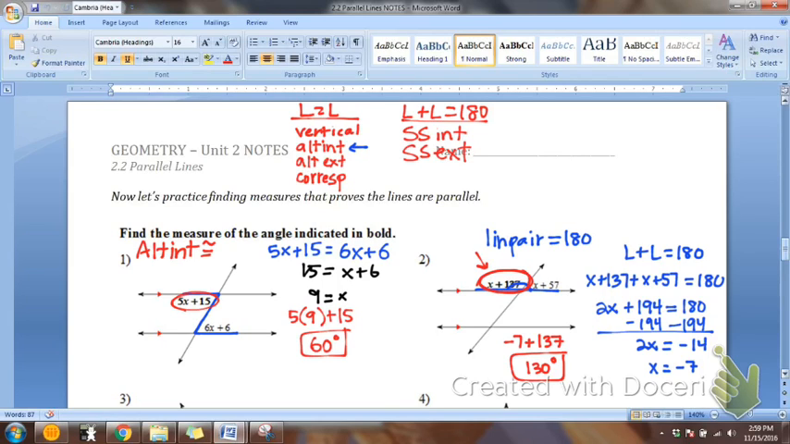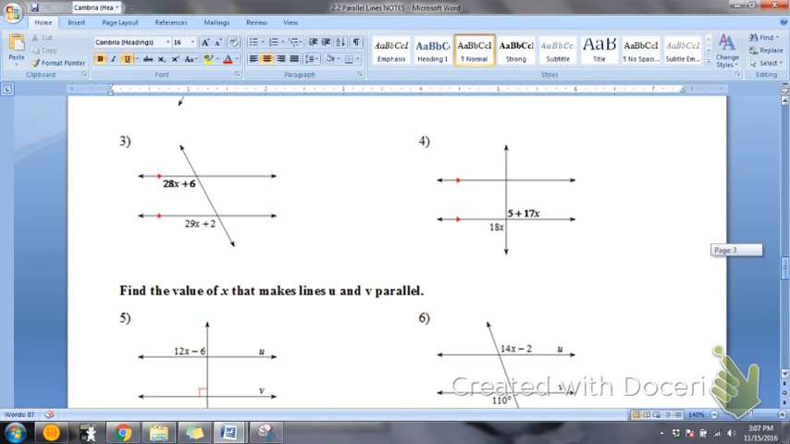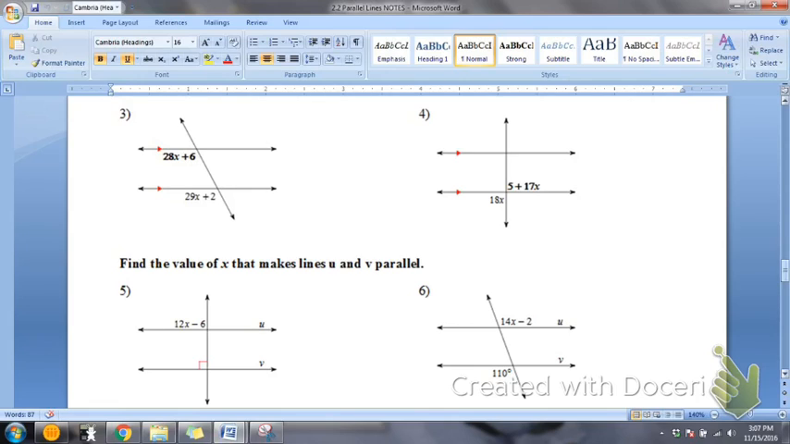Yep, 130. Okay, let's try number 3. First of all, we need to figure out what kind of angles they are on number 3. Quentin says corresponding. Does anyone agree that they are corresponding? Yes. One's inside, one's outside, right? So they're corresponding.